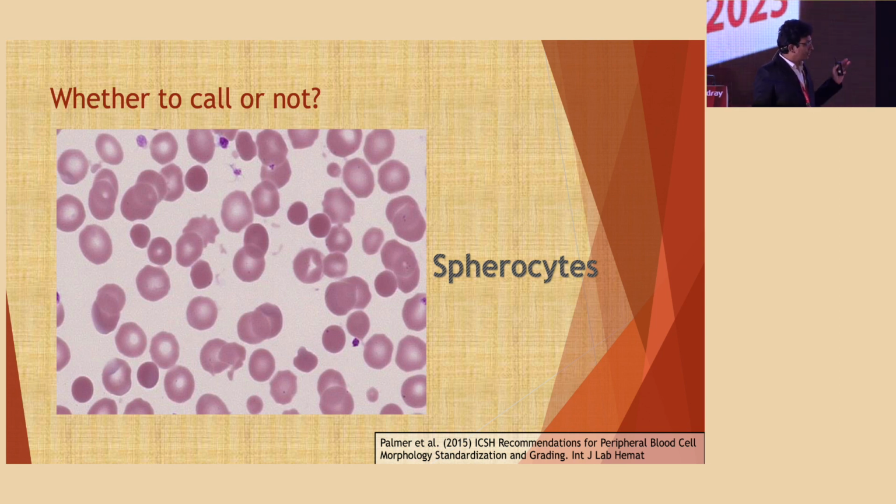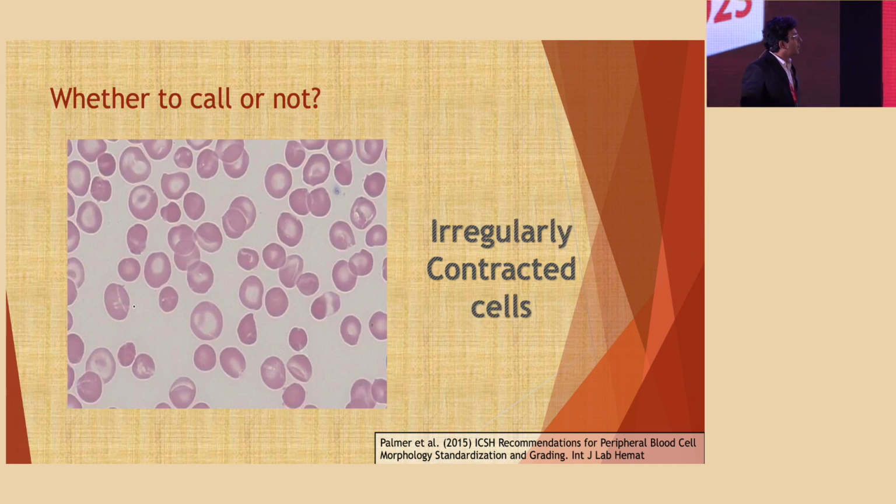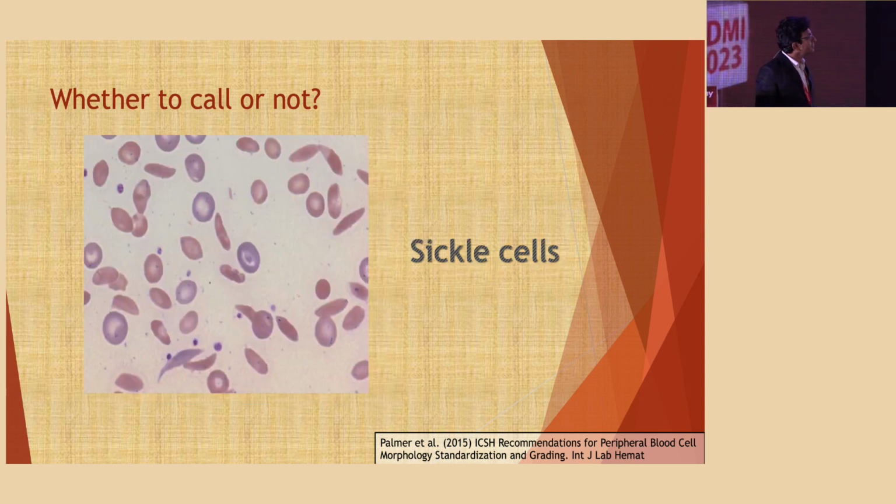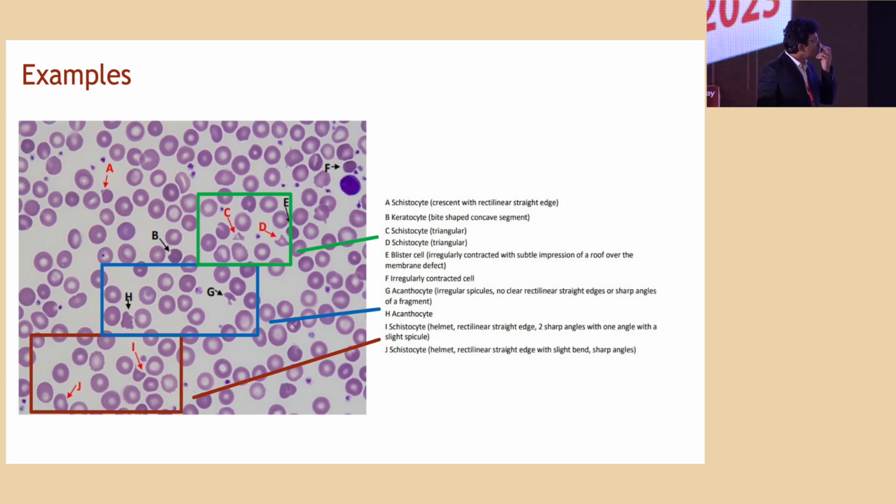So these are the scenarios where we don't call them cystocytes. So these are spherocytes. In the absence of other types of cystocytes, we don't call them. So these are irregularly contracted cells. These are acanthocytes. And these are sickle cells. In these scenarios, we don't call them cystocytes. Please note that these sickle cells are larger than the surrounding red blood cells.